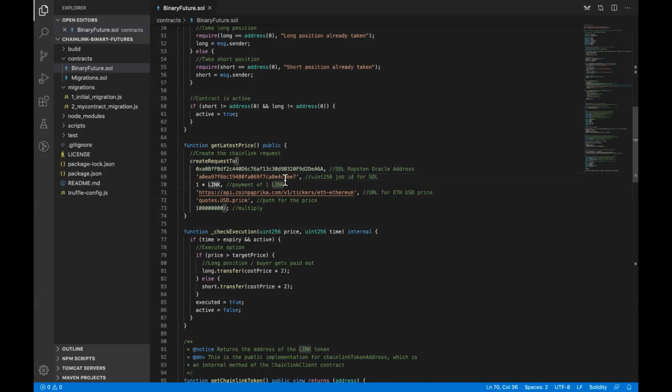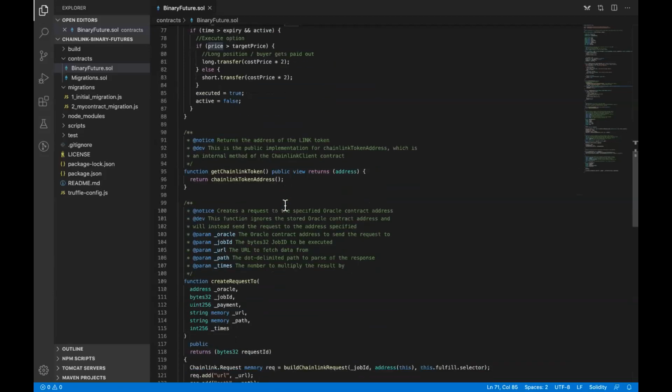We're saying we're paying them one link. This is the URL we want. It's actually an ETHUSD, as finding a reliable free gold spot price was proving difficult. And then this is the path we want to traverse. So we're going to quotes USD price. Finally, the multiply, again, to get rid of any floating points and bring the price into an integer on chain.